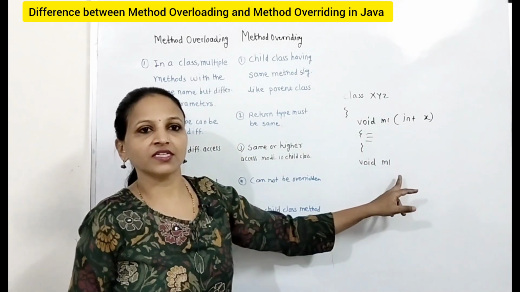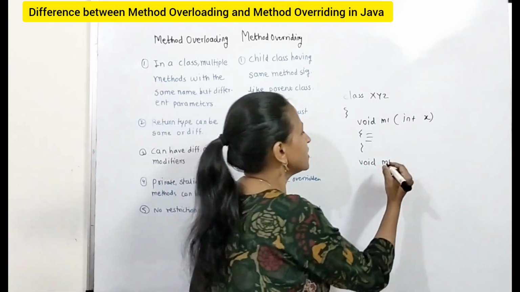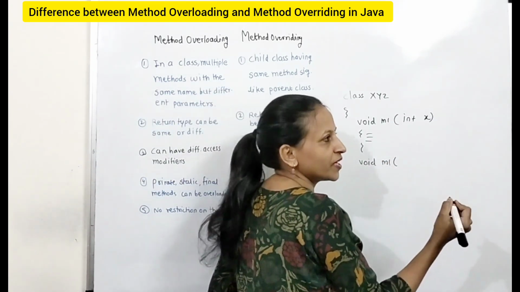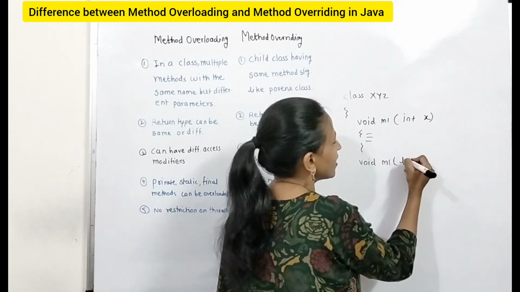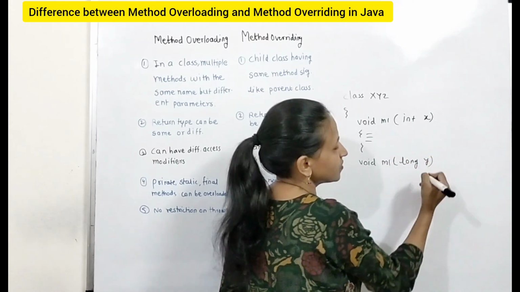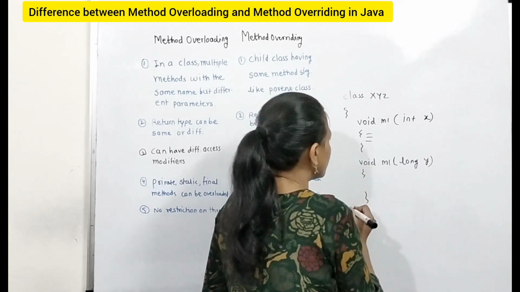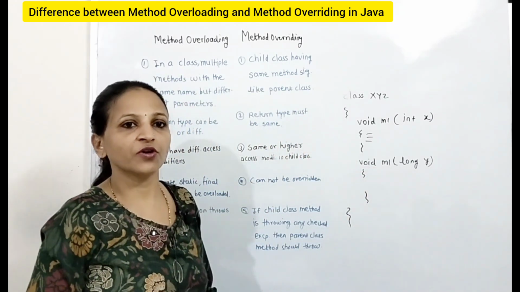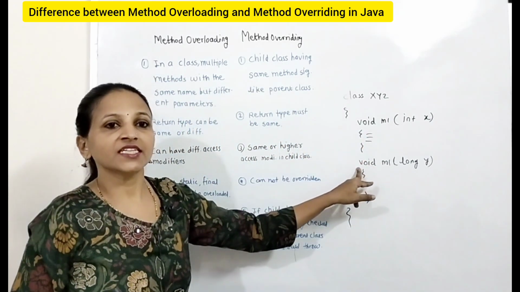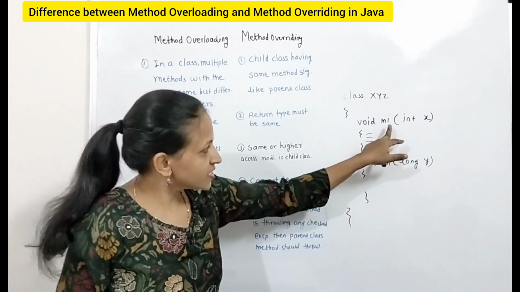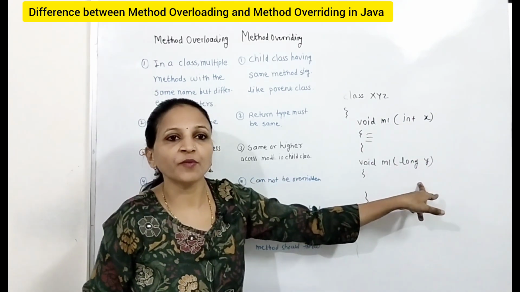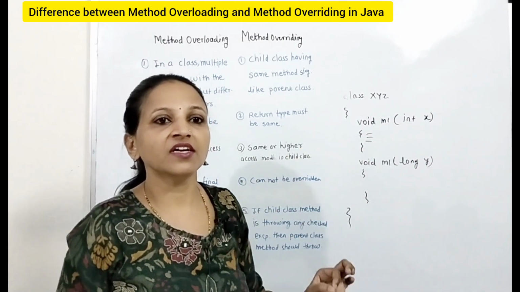See, this m1 is the same name here, but it is taking a different type of argument. Let it take one long argument. Then this concept is called method overloading, meaning multiple methods in a single class having the same name but different arguments. This is nothing but method overloading.